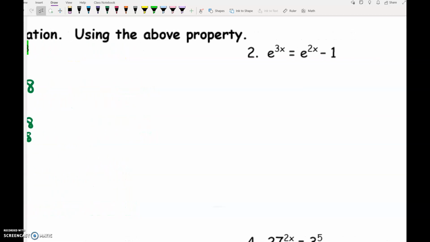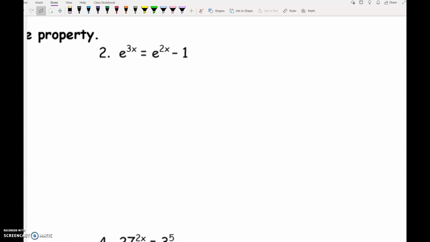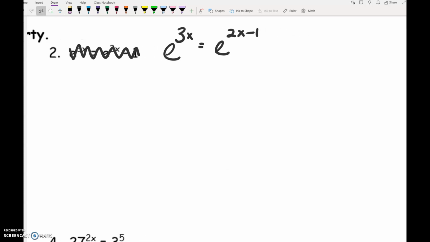Okay, number 2 in your notes, there is a typo. The -1 is supposed to be up in the exponent. So this should say e to the 3x equals e to the 2x minus 1. Just because this one is e instead of a number doesn't change anything. Are the e's the same on both sides? So the exponents have to be the same on both sides. 3x has to equal 2x minus 1.